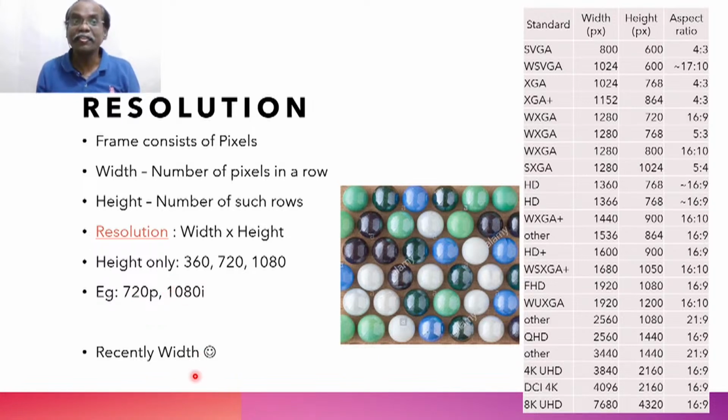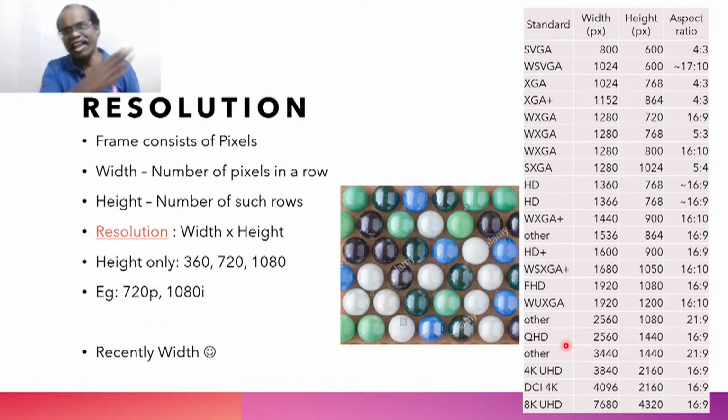The latest trend is width. If somebody says height, that is the old trend. The recent one is width. If somebody says 2K, that is the width of the video. If somebody says 4K, that's the width of the video. 8K, it's the width of the video. So 2K, 4K, 8K are the width of the video. 2048 is a width. 1920 is a height.